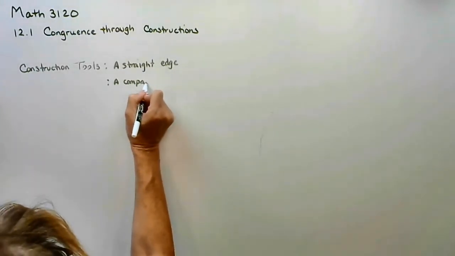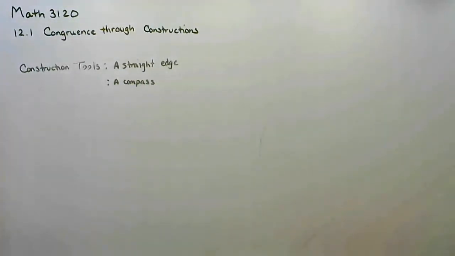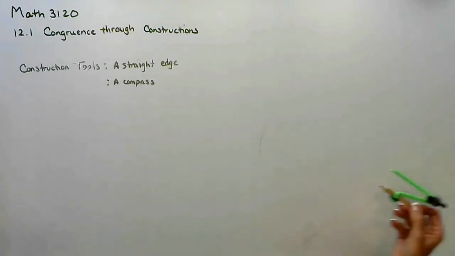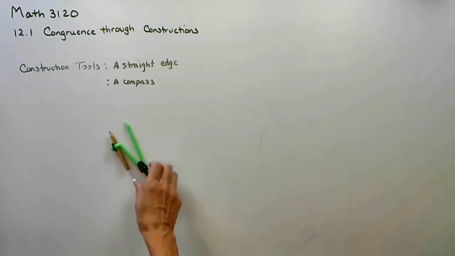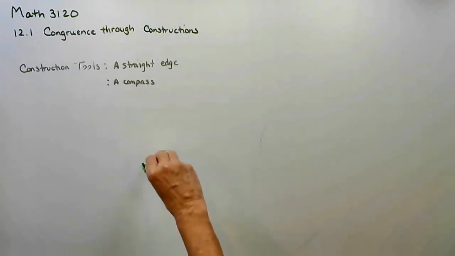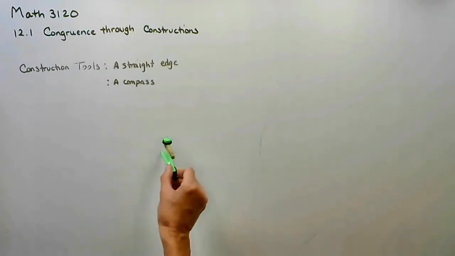Those are the only two things. And when we do constructions, you leave the marks on the paper. A compass. Okay, a compass is what you use to make a circle. If you do not have a compass, and it's hard for me sometimes, I'll be honest, because this whiteboard gets very slippery.